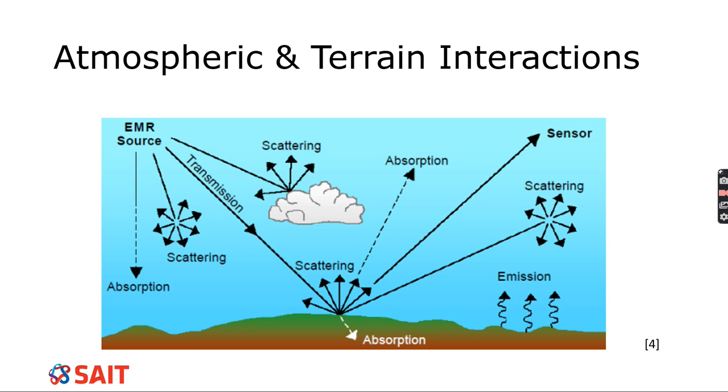So getting into the next section of this, we have the atmospheric and terrain interactions. So this is where we're looking at sources. There's two different kinds of sources. The first source is the sun. The second source is the sensor. So in this picture, we have what we call a passive sensor because it is coming from a separate source.